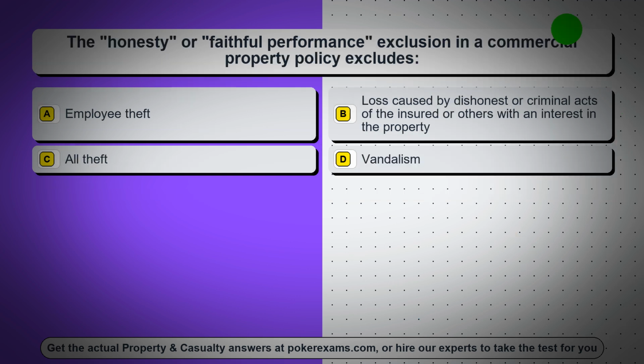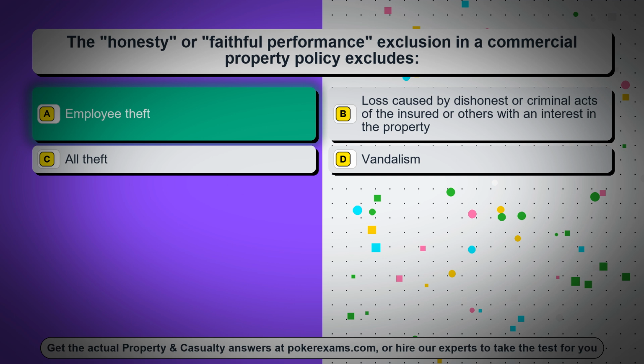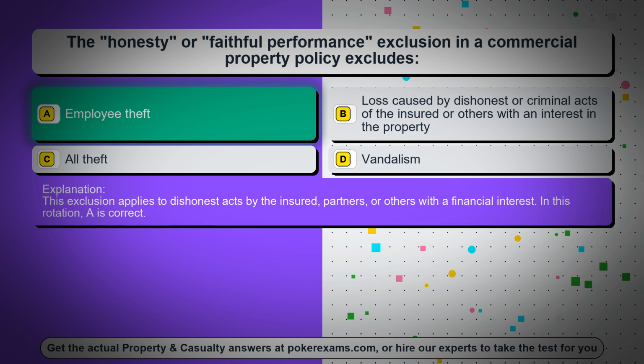Question 82. The honesty or faithful performance exclusion in a commercial property policy excludes: Option A, employee theft. Option B, loss caused by dishonest or criminal acts of the insured or others with an interest in the property. Option C, all theft. Option D, vandalism. The correct answer is option A, employee theft. This exclusion applies to dishonest acts by the insured, partners, or others with a financial interest. In this rotation, A is correct.